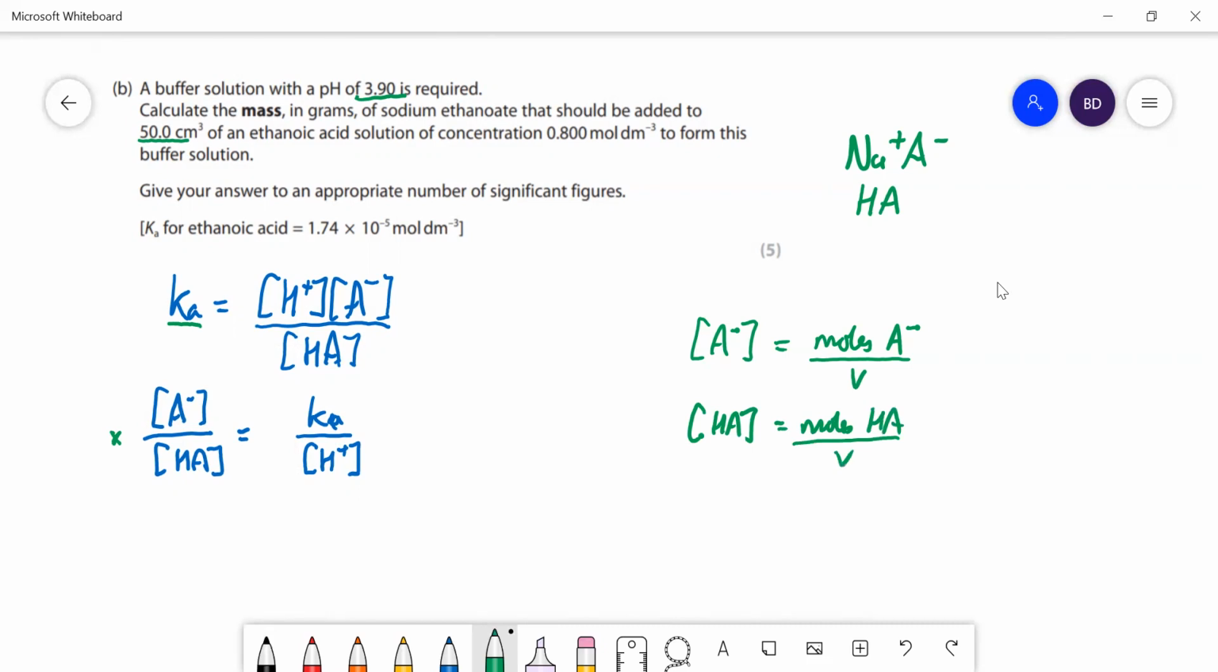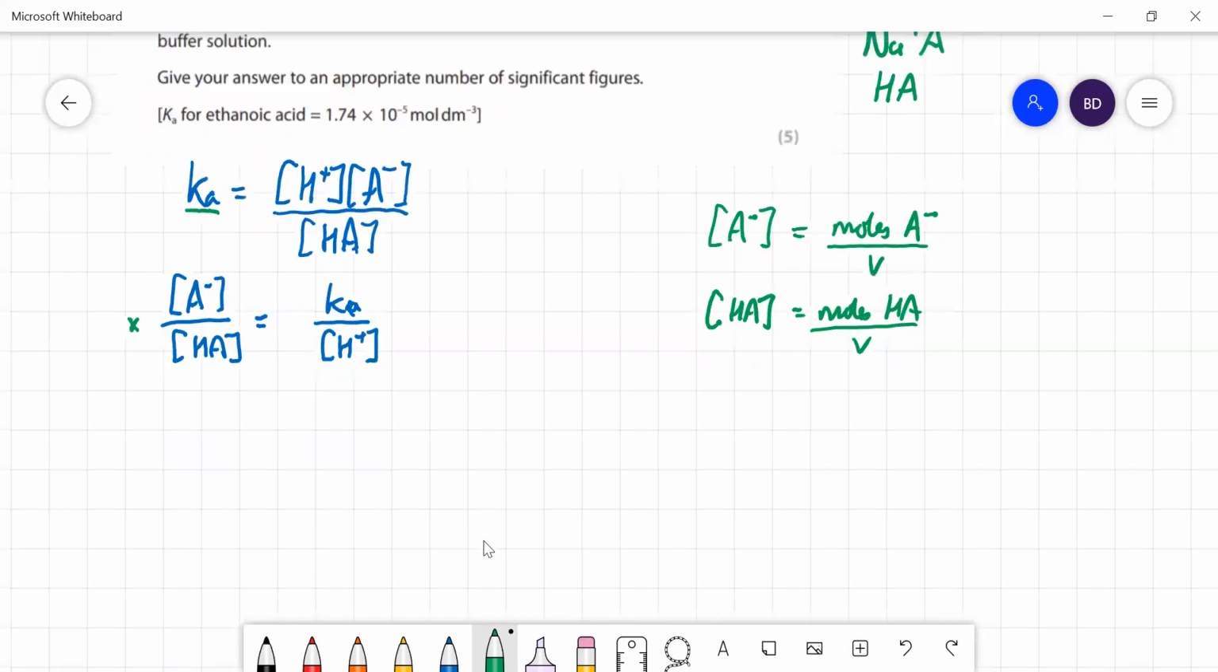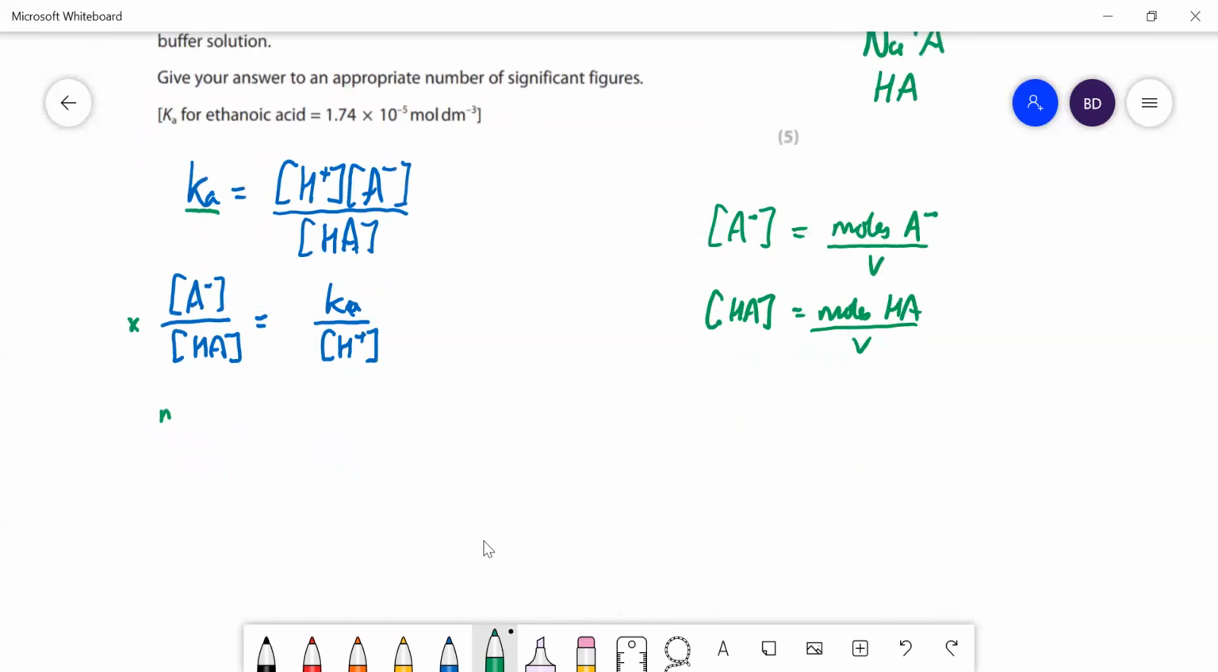So let's put that into this equation here. So we're going to get moles A minus over V, over moles HA over V, is equal to that. Of course, we're going to cancel those V's out, so they've gone. So we've just got the moles of A minus and the moles of HA now.